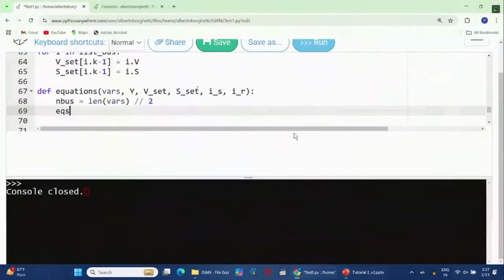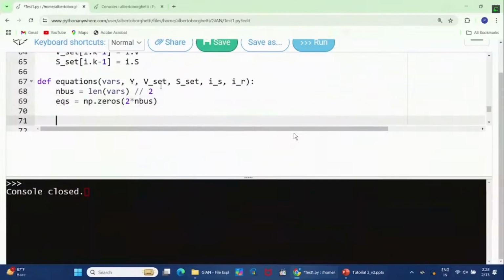We need to store this value because it is used by the solver. And at first we need to initialize. So I will initialize these arrays as np.zeros at the beginning, and since there are 4 variables, we need to write 4 equations. So they will be 2 times n bus.